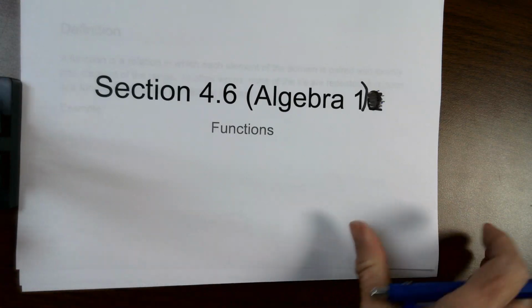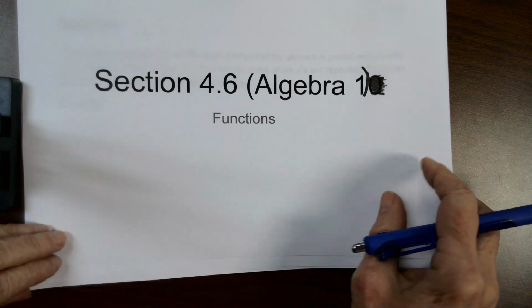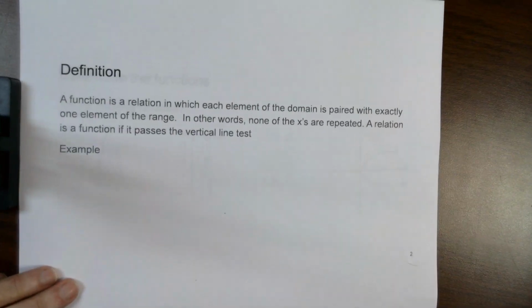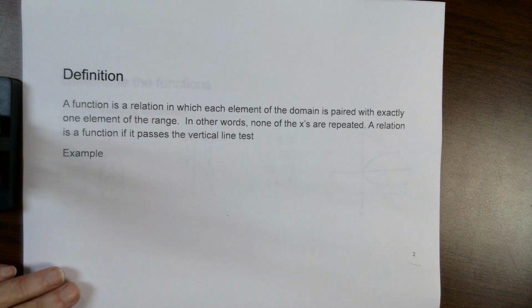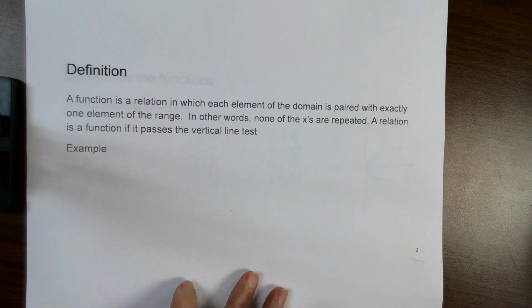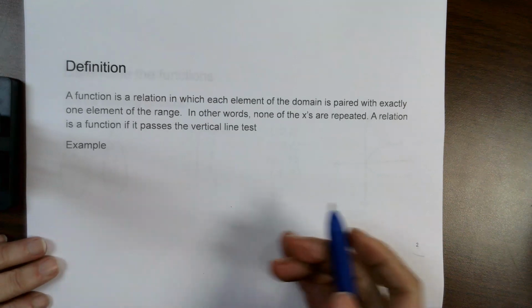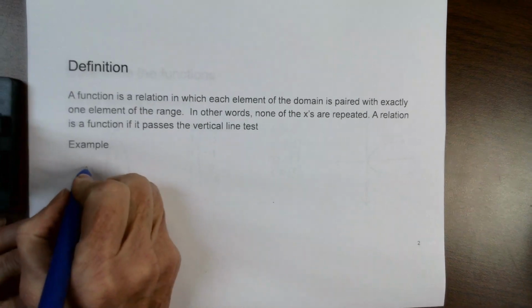Section 4.6 has to do with functions. Here's the definition of a function. A function is a relation in which each element of the domain is paired with exactly one element of the range. In other words, none of the x's are repeated. A relation is a function if it passes a vertical line test. So there's two ways to see if something is a function.